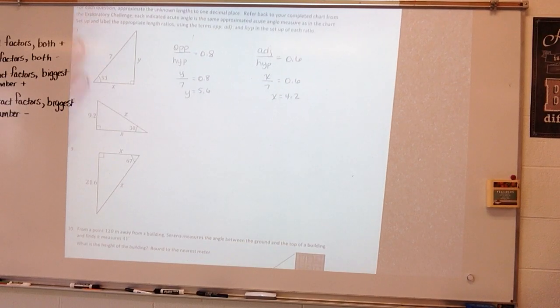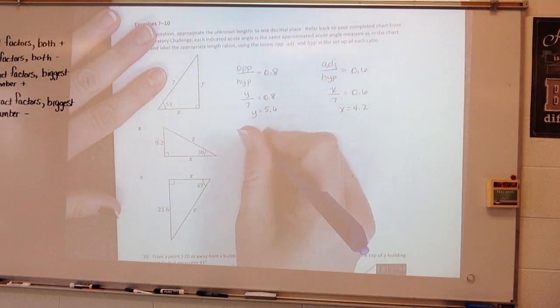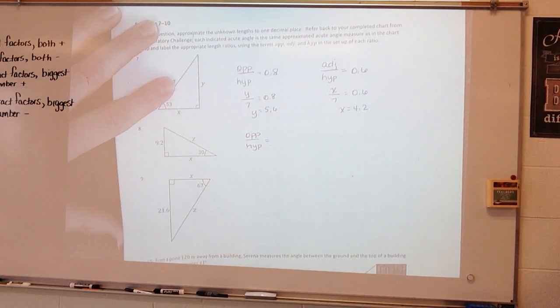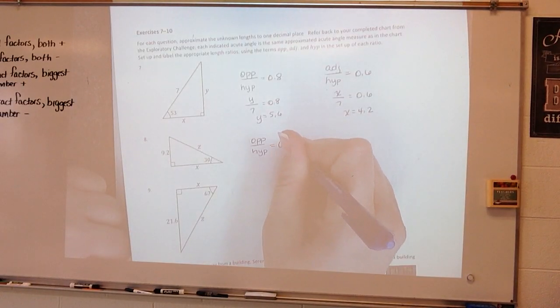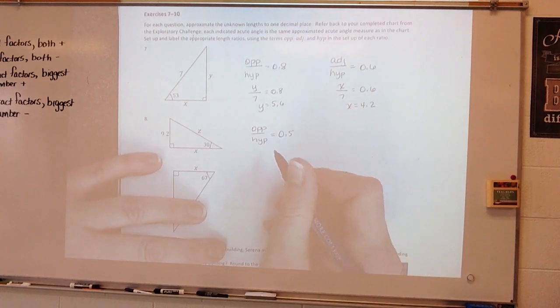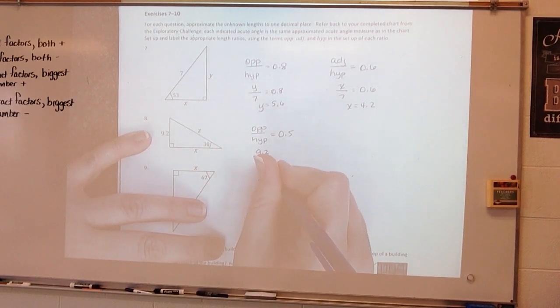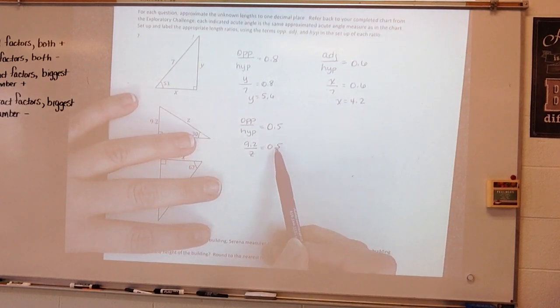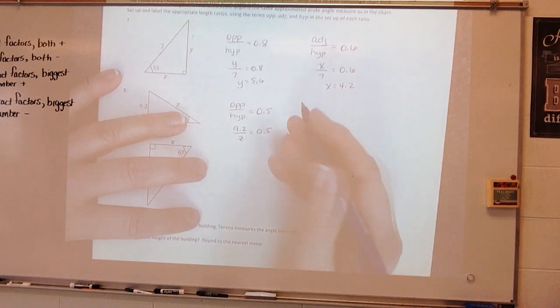Alright, number 8. I'm looking at the measure of the 30-degree angle. The opposite over hypotenuse of the 30-degree angle was 5/10. So we're going to set this up. I'm going to look at the opposite, which is 9 2/10, over my hypotenuse, which is z, is equal to 5/10. In this case I get 5/10 z is equal to 9 2/10. So I'm going to divide 9 2/10 by 5/10, and that gives me 18.4.